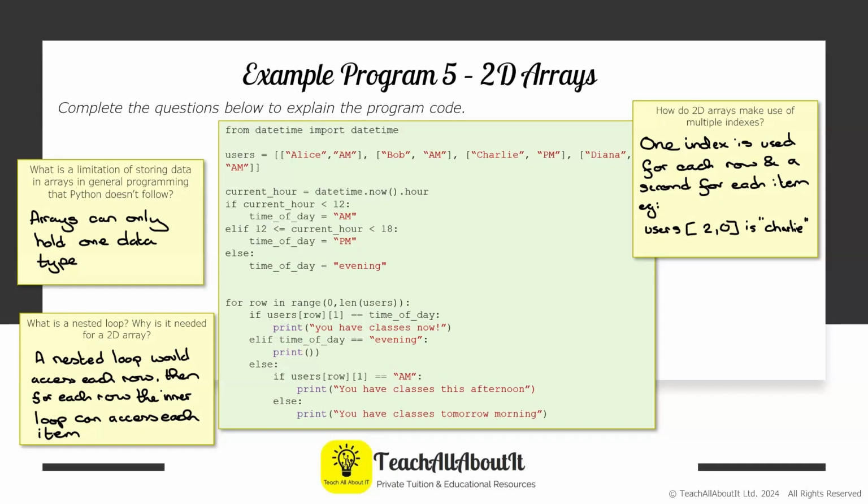So if we were then to use users 2, 0, that would be Charlie. Now, technically in Python, we wouldn't display it as a comma. We would have each of those in their own set of square brackets. So on here, we would actually have users 2, close the square brackets, open them again, and then a 0 in the second one.